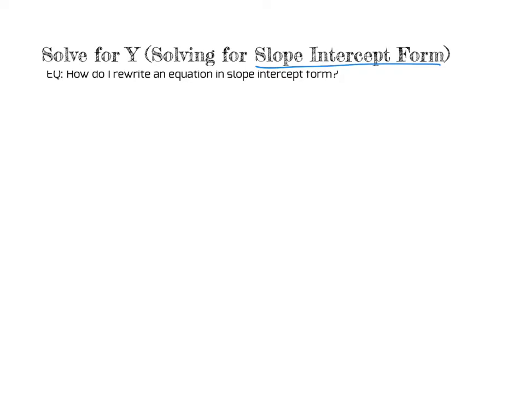So go ahead and write down your title and then your essential question. Alright, so remember, slope-intercept form is in the form y equals mx plus b. Compare that to the proportional linear or the direct variation. This one will be the non-proportional type of equation.